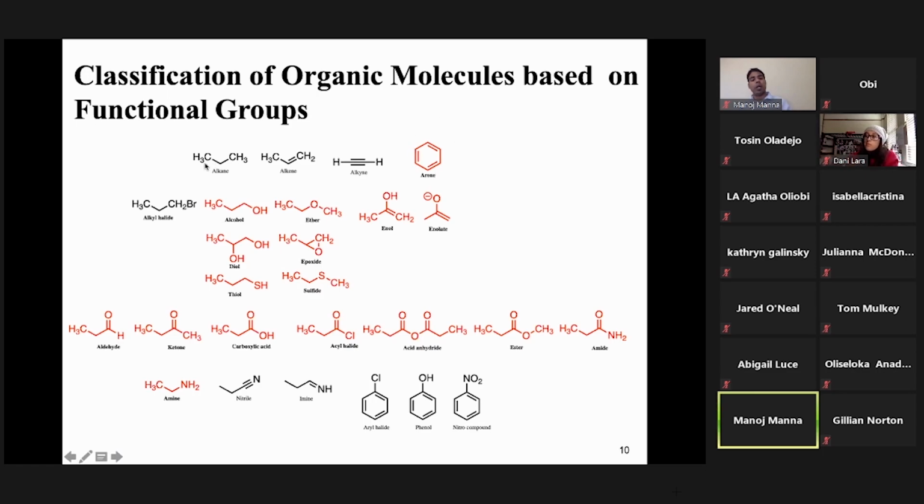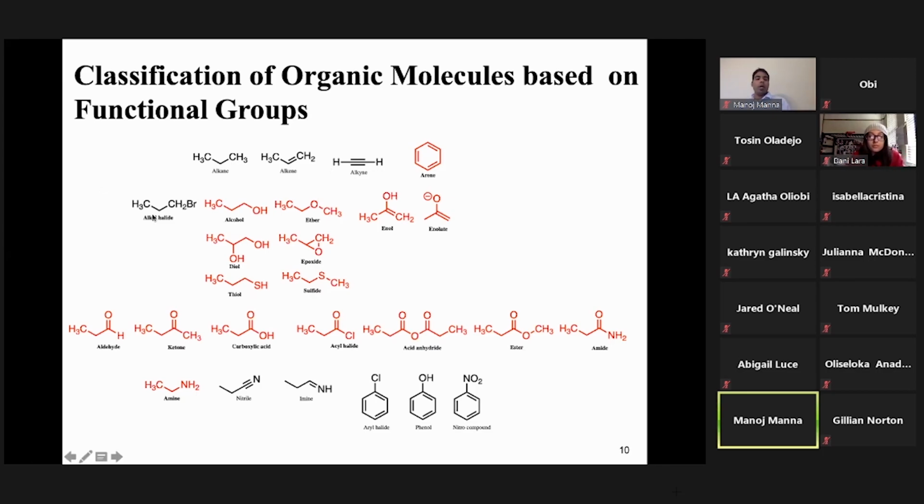That's the aromatic. If you don't have any double bond, that is called alkane. If you have at least one double bond present in the molecule, we call it alkene or olefin. If you have at least one triple bond in the hydrocarbon, we call it alkyne. If you have a cyclic system, fully conjugated, 4n plus 2 pi electrons, and planar, we call it an aromatic system or arene. So these are the four hydrocarbons. We have to recognize what class of molecule it is.